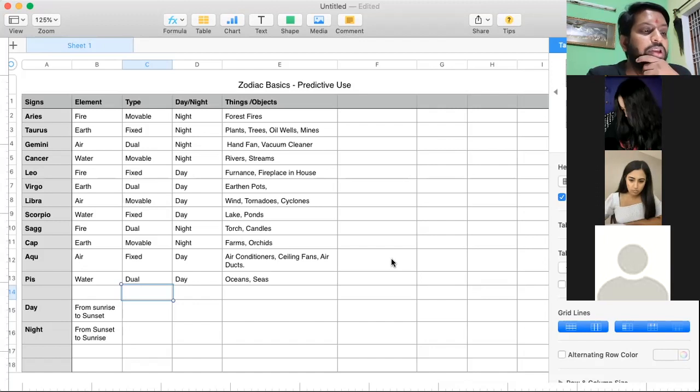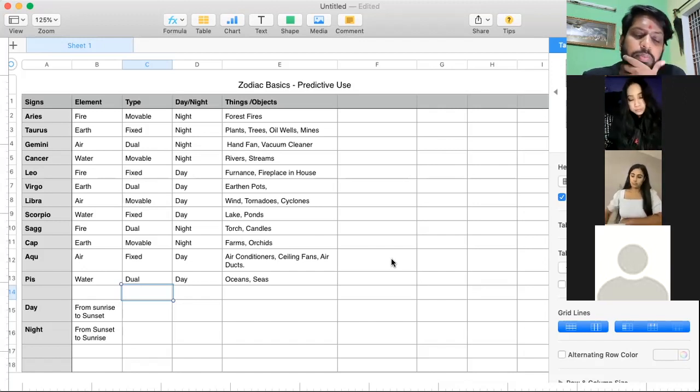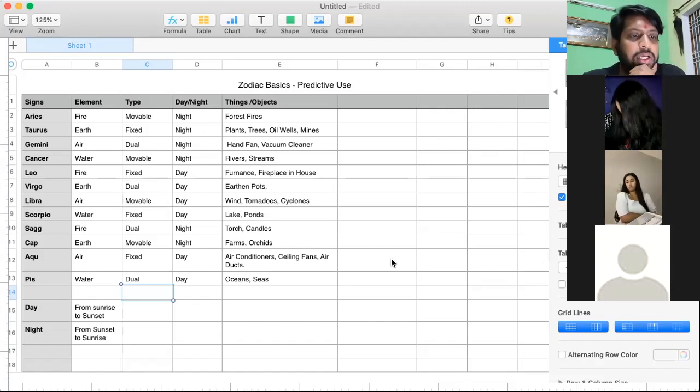But how come when I'm a day birth, I feel like I'm still very Gemini? I always say that the ascendant will rule over your personality. It doesn't matter whether you were born in a day or in a night. The ascendant has the full veto power to affect you.